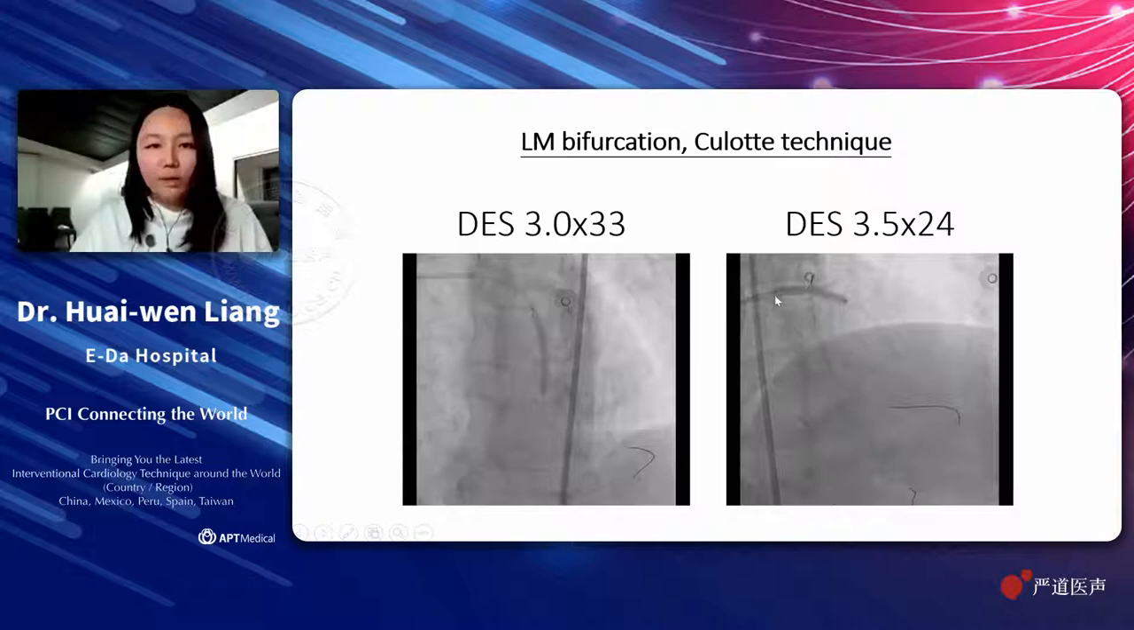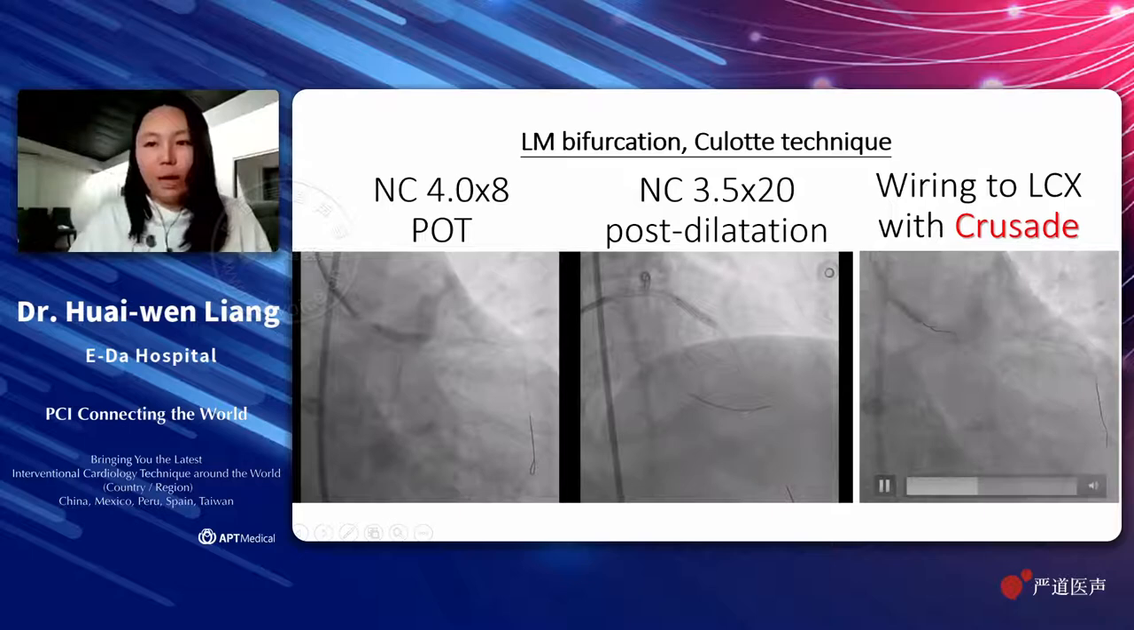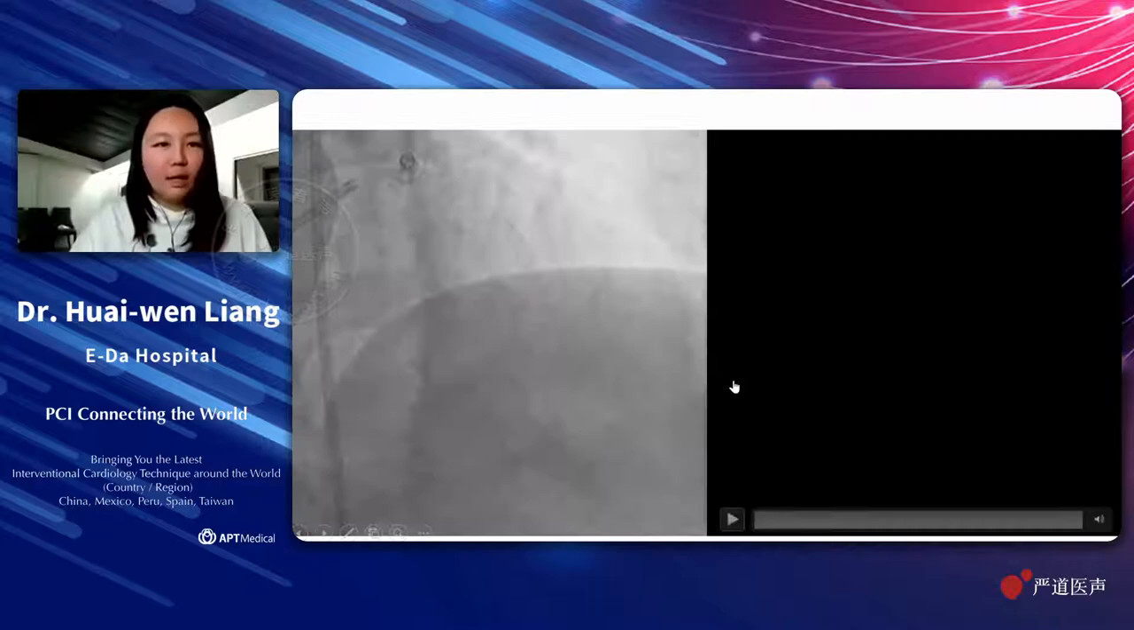And then we perform POT again, followed by NC balloon post dilatation, then rewiring again. Every time I cross a stent strut, I will use the help of Corsair. Make sure that the proximal part of the wire is inside the stent, not outside the stent. And then the second kissing balloon technique and the final part. So we could see this is my final angiogram.